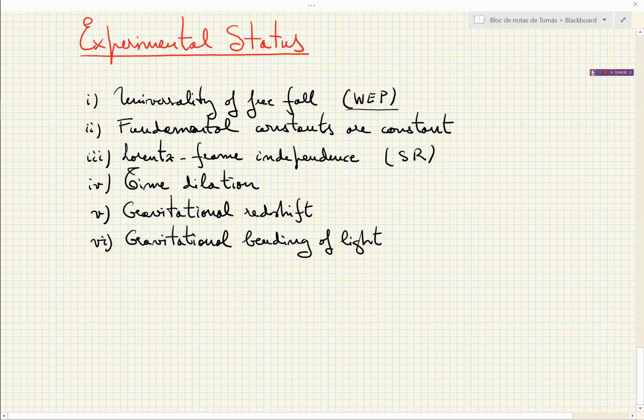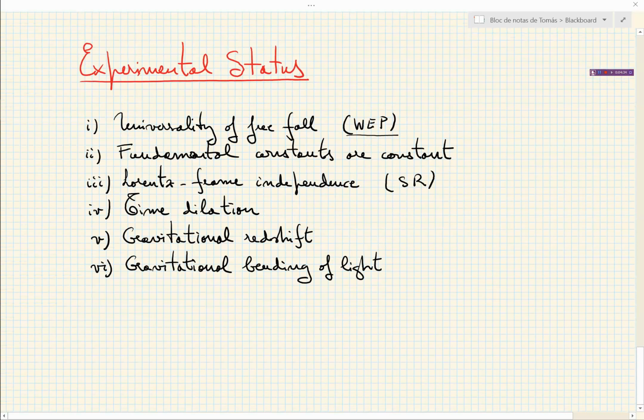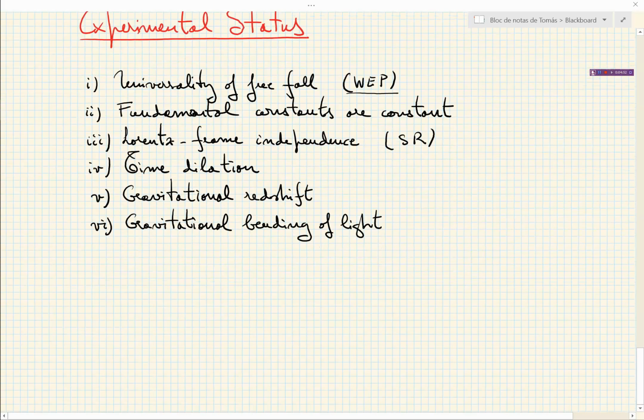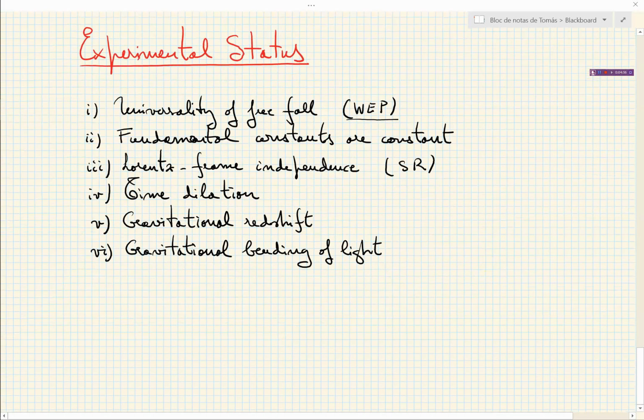There are several experiments that have been performed trying to measure the possible differences, for instance, in the speed of propagation of light in different directions in space. No differences have ever been detected, and there are bounds for these possible differences that you can also see in the lecture notes or in the references.